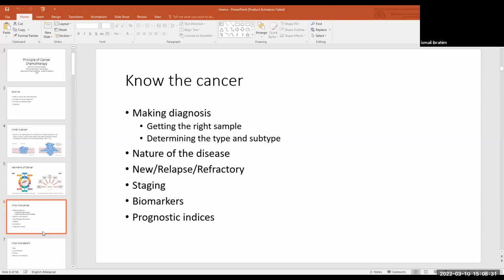Some cancers require biomarkers, like PSA in prostate cancer and CEA in colorectal cancer, mainly probably not for diagnosis but also for monitoring of disease. Another important part of knowing the cancer is the prognostic indices. Every single cancer has its own way of making a prognosis evaluation. That is important as well because it will give the right expectation for each patient going through the chemotherapy.